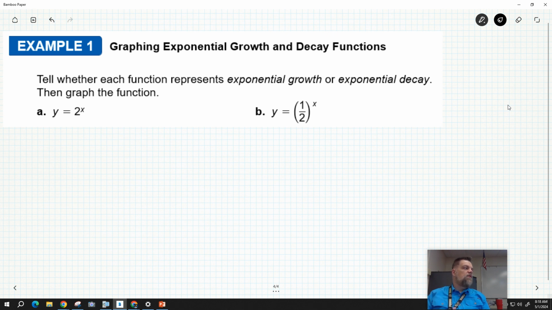Well, we already know it says tell whether the function represents exponential growth or decay. So the way that we do that is if b is greater than 1, it's growth. Now, if b is between 0 and 1, that means that it is a positive fraction.